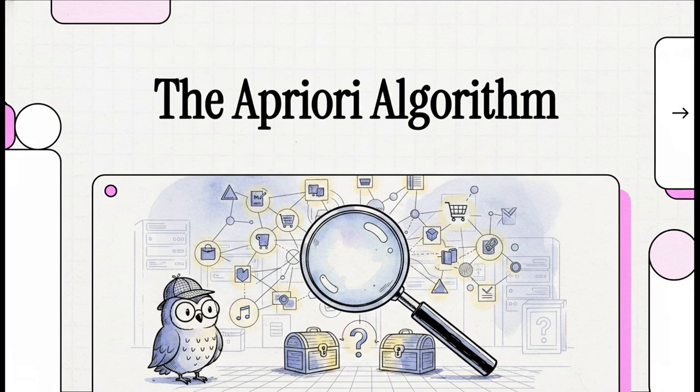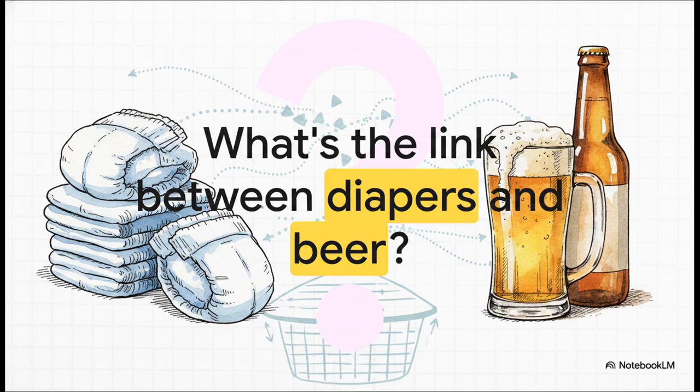So, today we're going to pull back the curtain on a famous data detective, the a priori algorithm. It's this really cool technique for finding the secret patterns that are hidden in plain sight all around us, usually buried in just massive amounts of data. And it all kicks off with this legendary, almost mythical question: what on earth is the link between diapers and beer? I mean, this one question basically kickstarted the entire field of what we now call market basket analysis.